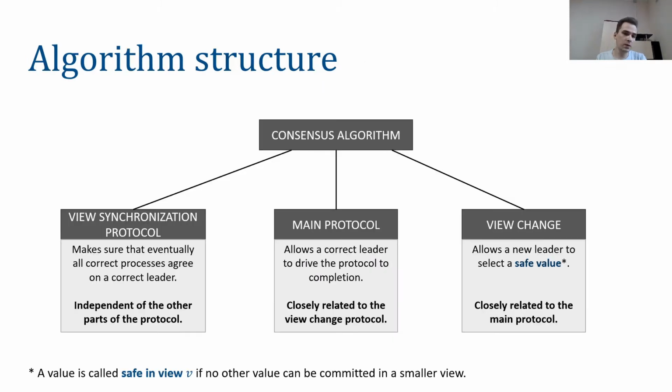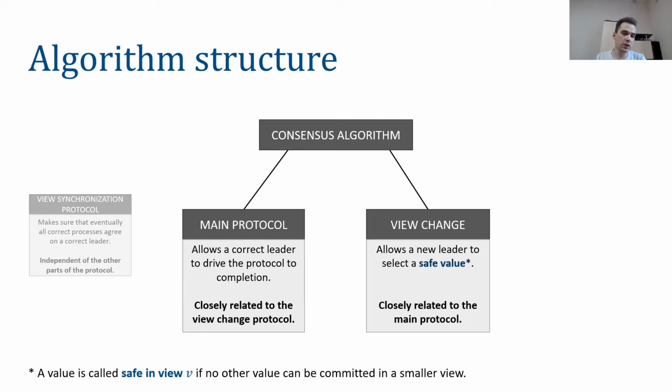Since the time of Paxos and viewstamped replication, many partially synchronous consensus protocols have similar structure. They can be split into 3 parts. First, the view synchronization protocol allows all processes to agree on the same view number. The view number is then mapped to a leader process. Then the main protocol allows the elected leader to propose a value and drive the protocol to completion. Finally, if the leader fails to do so and a new leader is elected, the view change protocol allows the new leader to select a safe value.